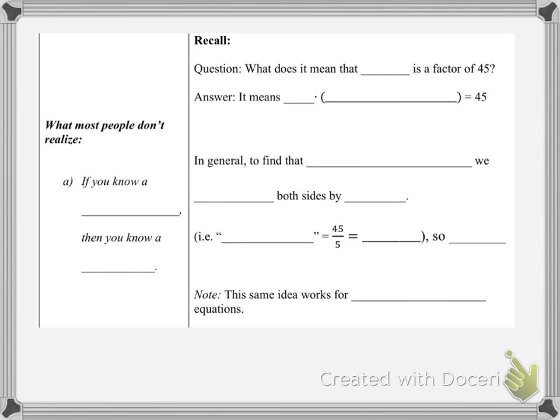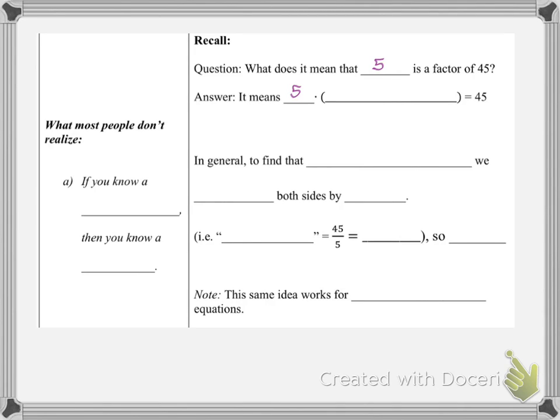Okay, so now we're on page 6, I believe, of your notes. Let's see. Oh, so question. Yeah, I had it different in my notes. Okay. What does it mean that 5 is a factor of 45? So when I say 5 is a factor of 45, what does that mean?